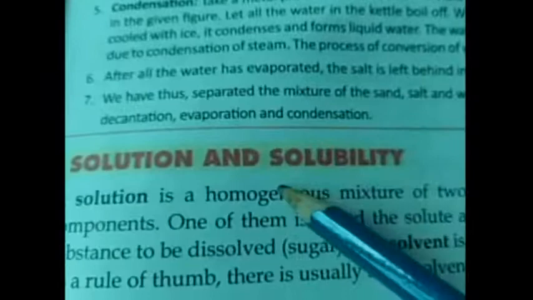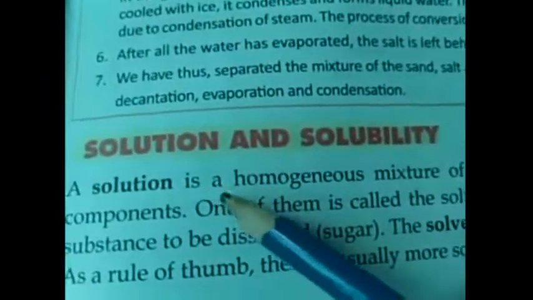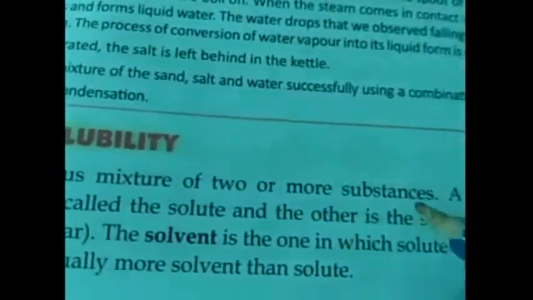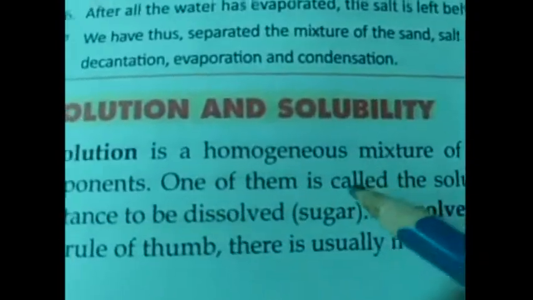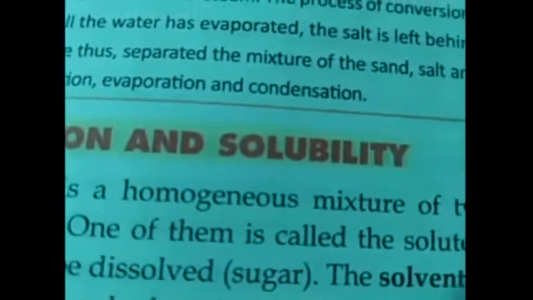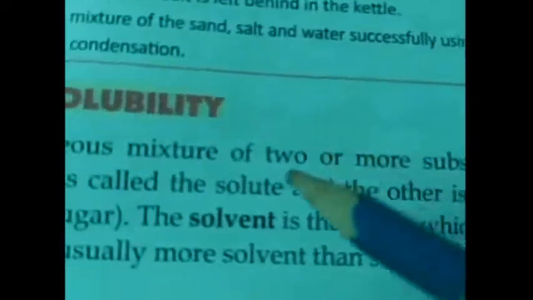Next is solution and solubility. A solution is a homogeneous mixture of two or more substances. A solution has two components. One is the solute and the other one is the solvent.